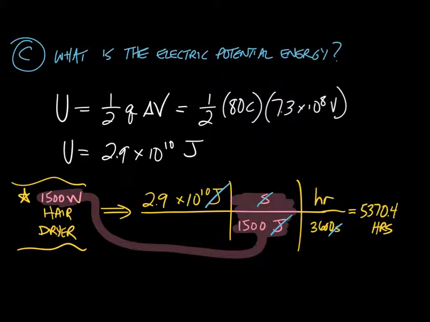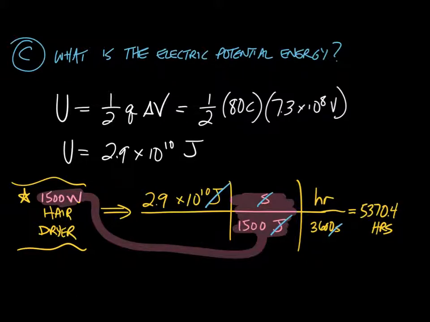typical hairdryer, a fashion-conscious hairdryer, for 5,370 hours. Which, how many days is that? 224 days.